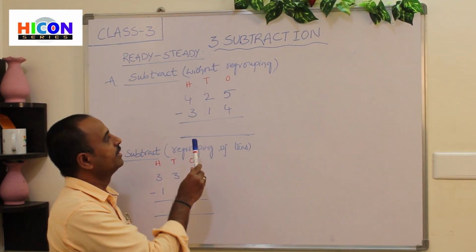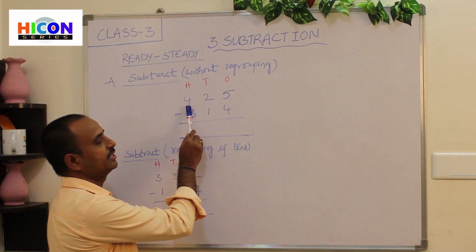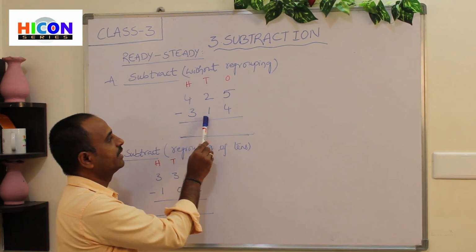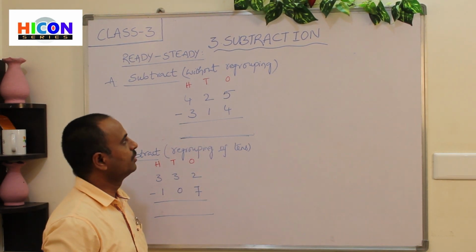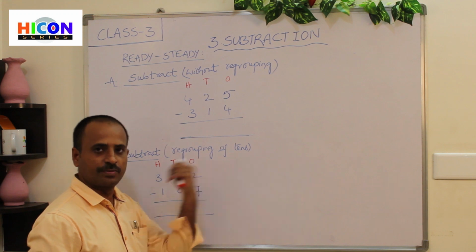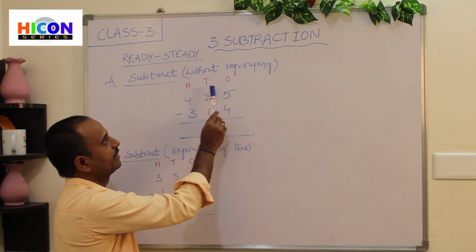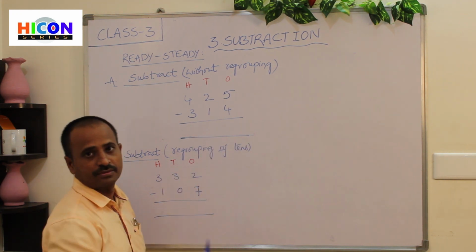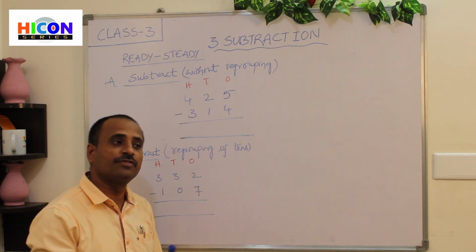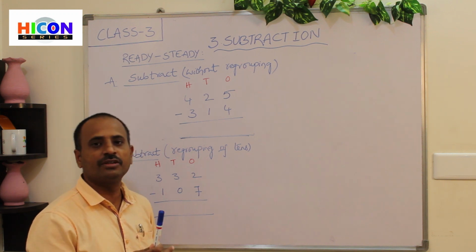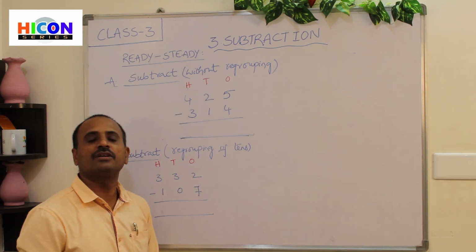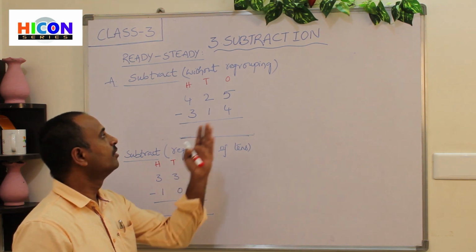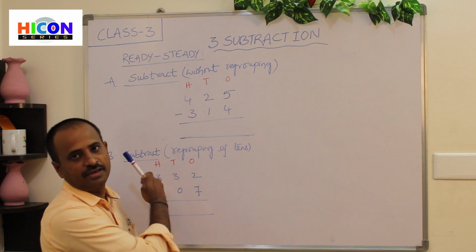In this problem they have given two numbers. The first number is 425. The second number is 314. Now start subtraction from the ones place. This is the ones place, tens place, hundreds place. We always have to start from the ones place while doing addition or subtraction, that is, from the right side.